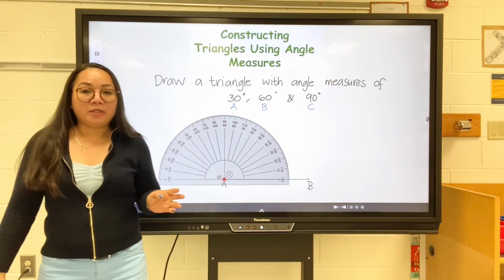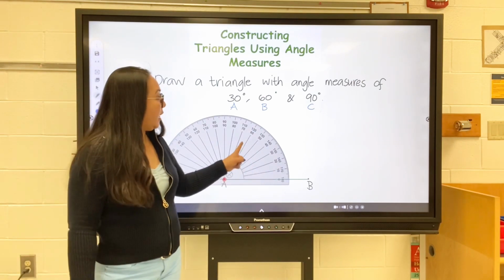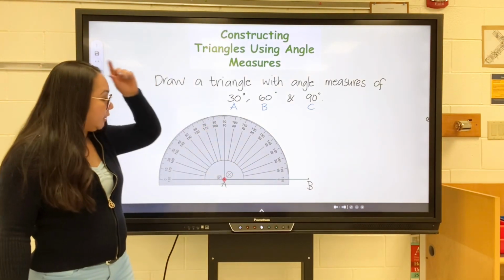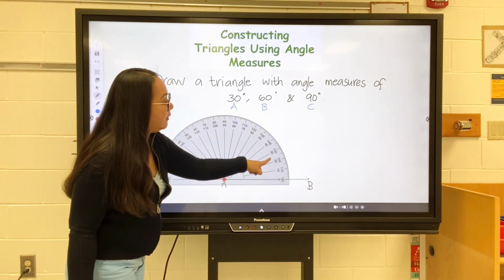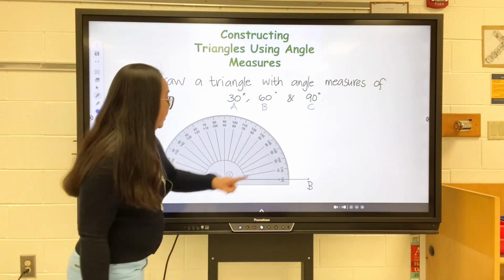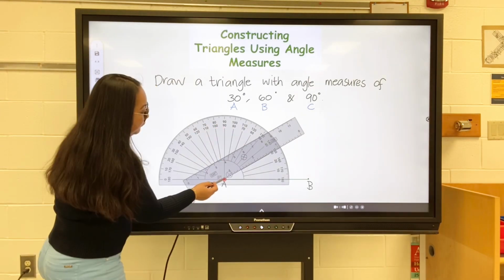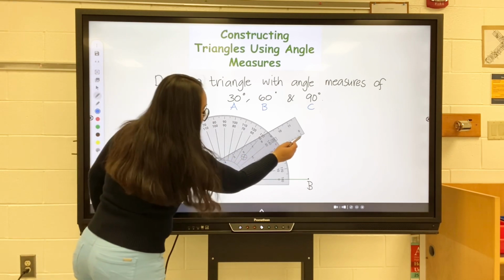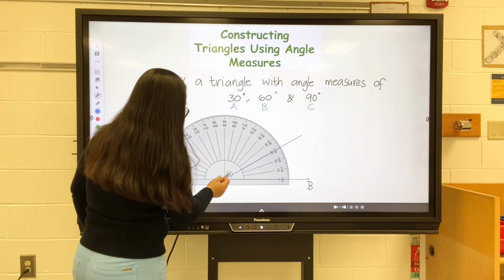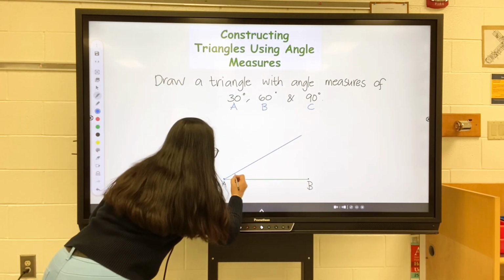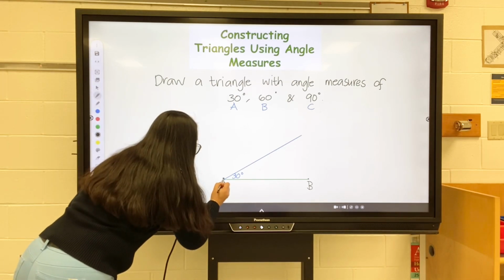Then locate 30 degrees. As I mentioned earlier, if we start measuring on the left, we have to use the lower scale. So since point A is 30 degrees, we locate that 30 degrees is right here. This is the lower scale. Get a ruler and then draw a line from point A. And then label this as 30 degrees. So this is point A.